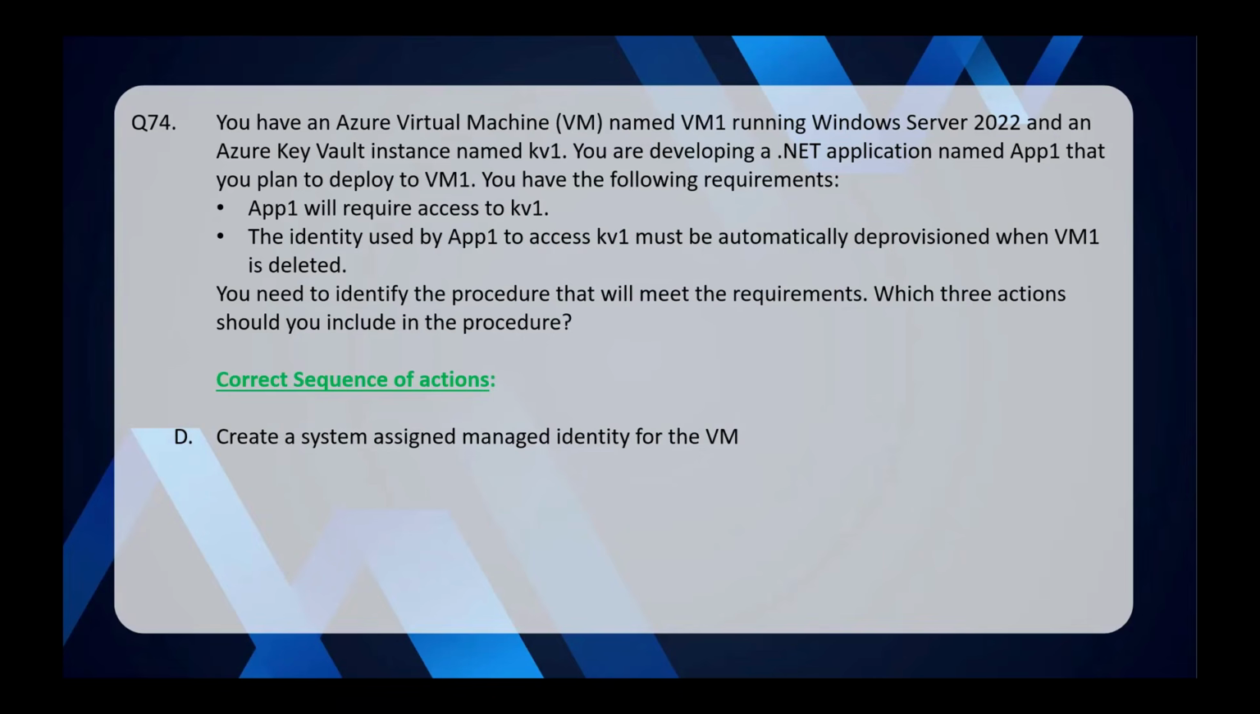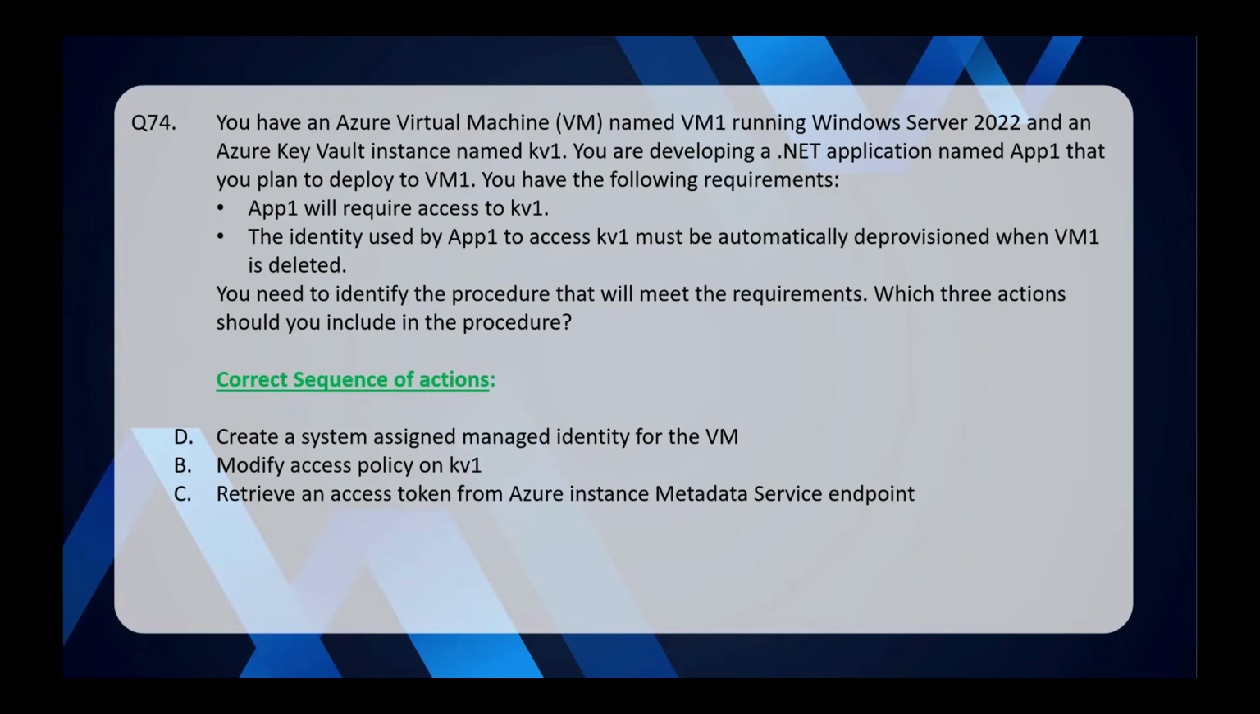Next would be to modify the access policy on KV1. This includes granting the VM's managed identity the required permissions. This allows the identity to be used for key vault access. And the last step would be to retrieve an access token from the Azure Instance Metadata Service endpoint. Code inside the VM calls the local endpoint and gets an access token for the key vault.